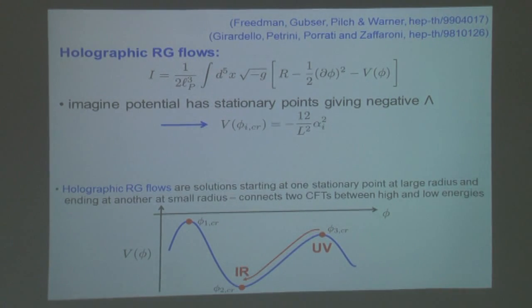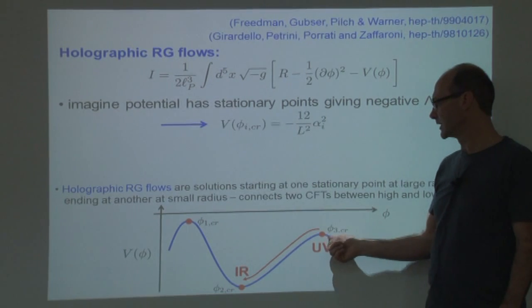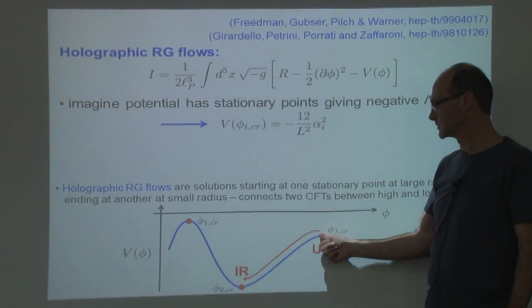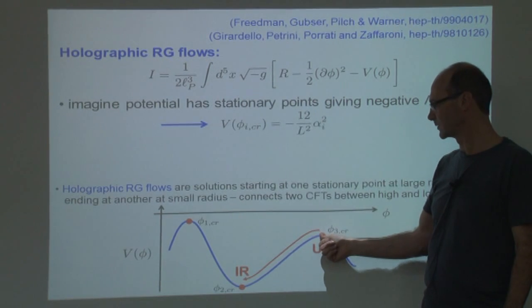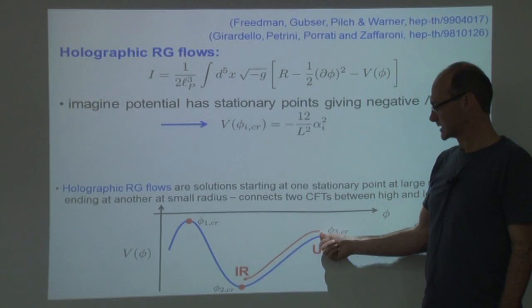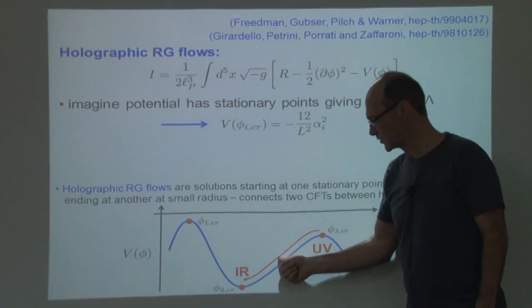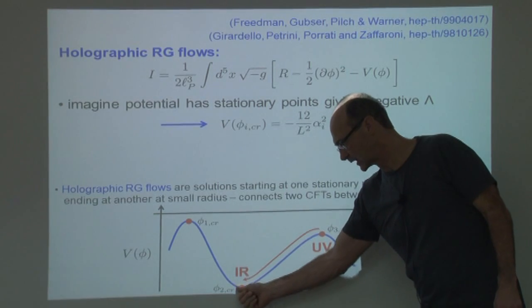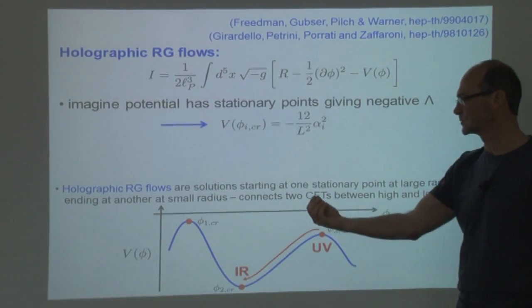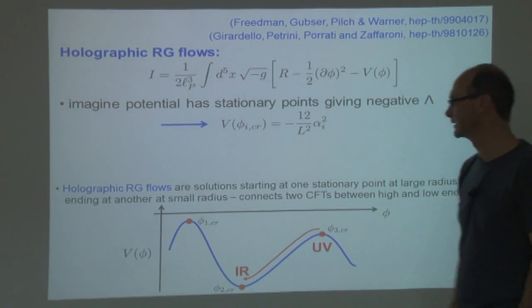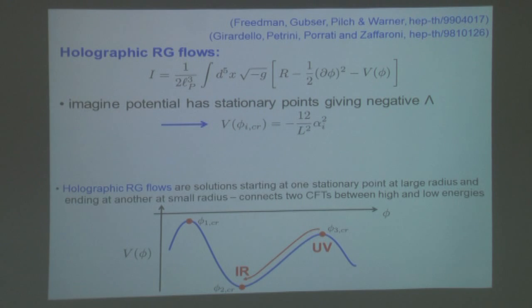And so the idea is at large radius, or in the UV of the boundary theory, I'm close to one particular stationary point, but then the scalar, as I move in radius, rolls down, and I end up at some other stationary point at small r, or in the infrared of the corresponding boundary theory. And so a lot of what they did in these original papers was establish the fact that flows like that, or gravitational solutions like that, actually existed.